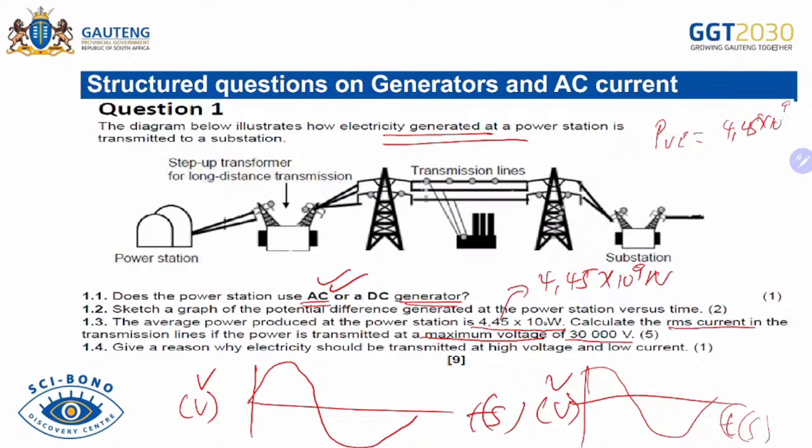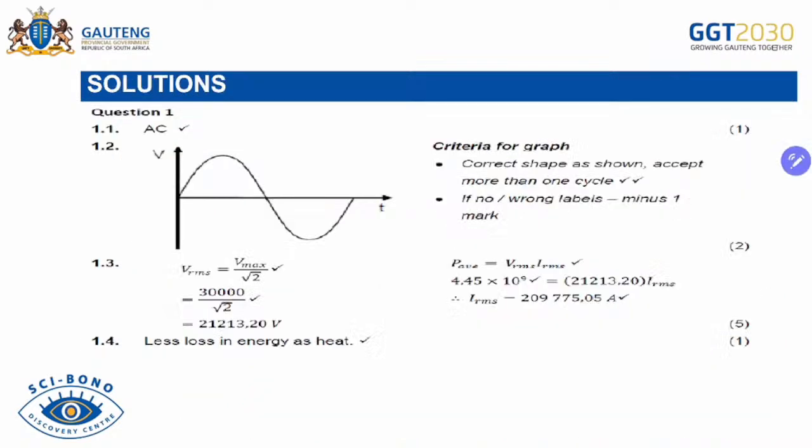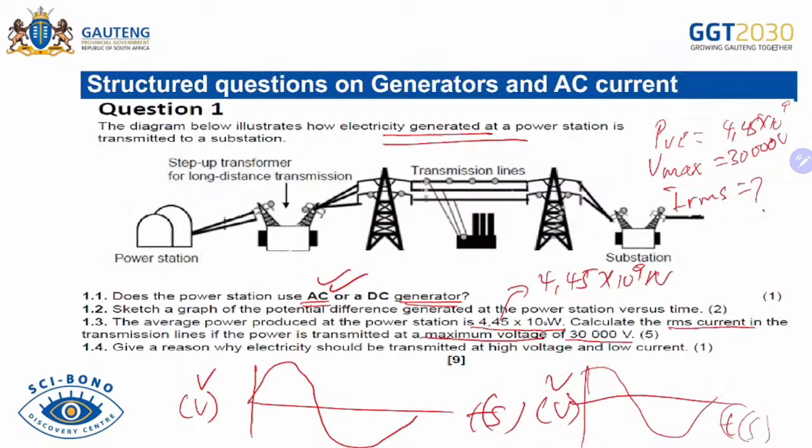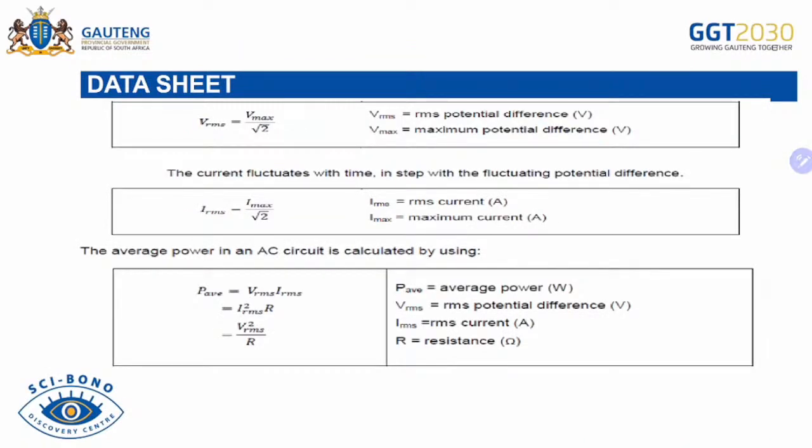And then you are also given the maximum voltage, Vmax, which is 30,000 volts. Then they're looking for IRMS. So how are we going to get that IRMS? Since we are given power, let's go back to those equations.